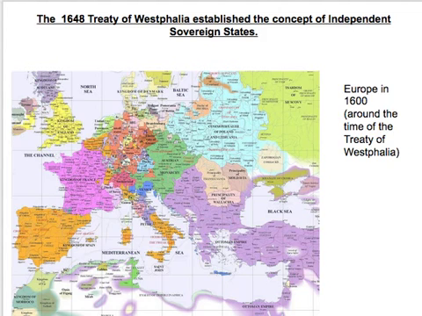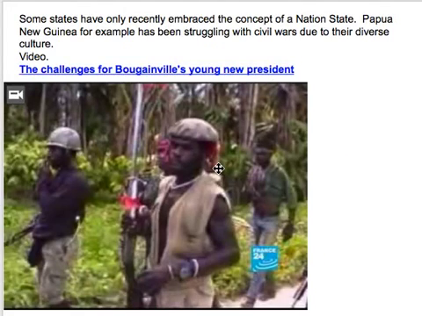Really, we can trace the concept of a state back to the 1600s. Before that, states didn't really exist. A sovereign state didn't really exist in the concept that we have now. So we can trace the concept of a sovereign state back to the Treaty of Westphalia in the 1600s.